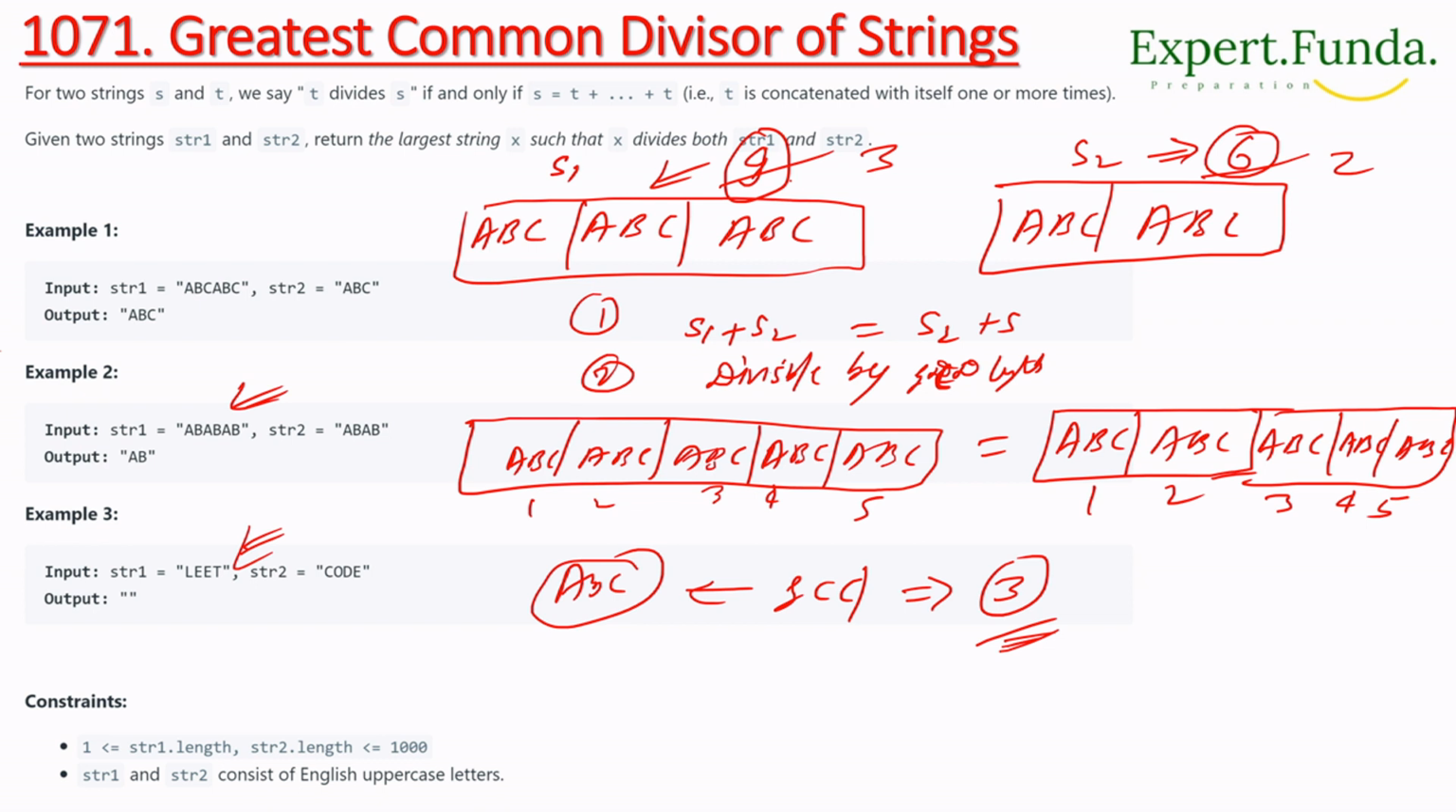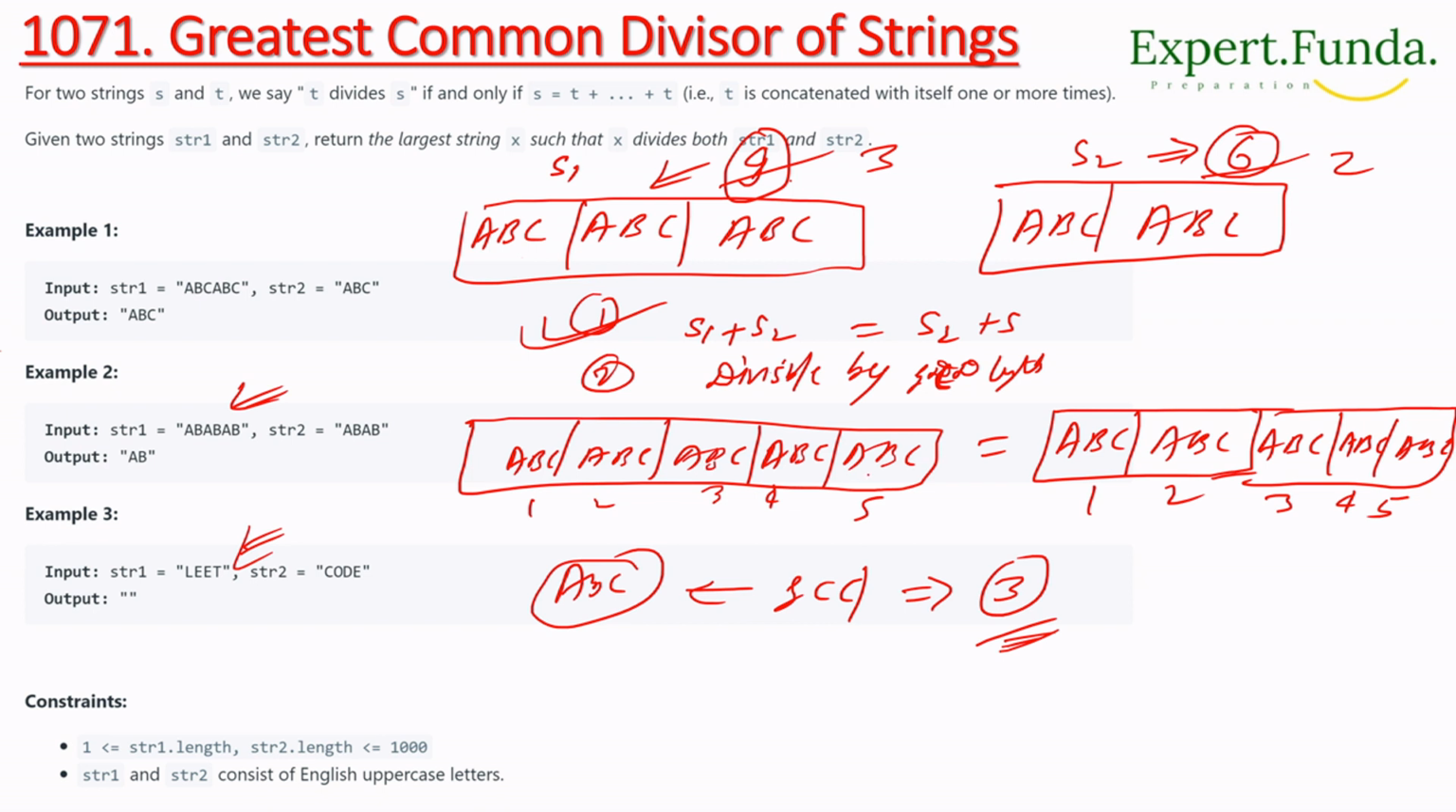So the first algorithm, we will check if the concatenation of strings s1 and s2 in different order are same, right? We'll check this order. If the s1 and s2 in different order are same, right? s1 plus s2 equal to s2 plus s1, right? If this will not return true, then we'll say that this is not divisible, right?